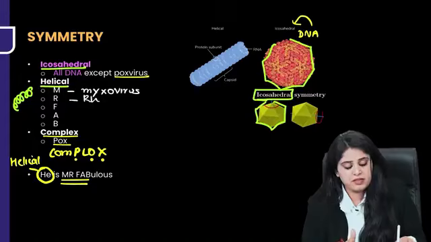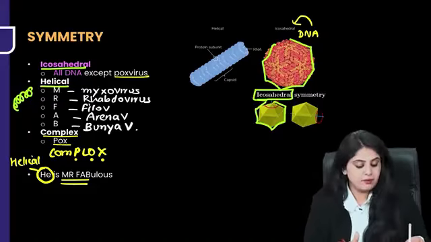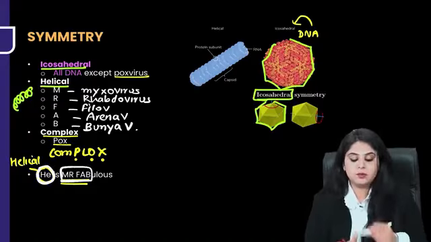Next, R always reminds me of rabies, so we are going to have rhabdovirus. F is going to be filovirus, arenavirus and bunyavirus. Mr. Fab are the viruses which are helical. So remember, he for helical and he is Mr. Fabulous. So simple, quick repeat.